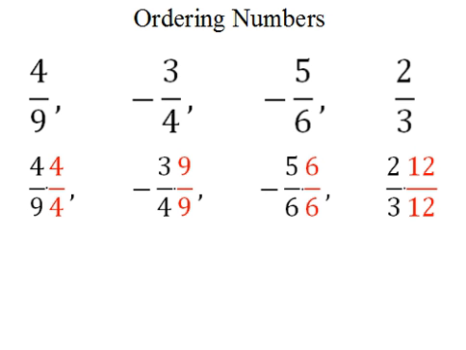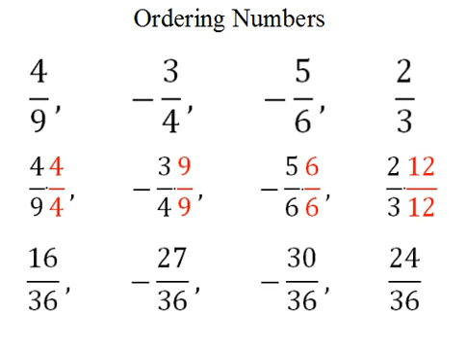4/9, we have to multiply 9 by 4 to get 36. For negative 3/4, we have to multiply 4 by 9 to get 36. For negative 5/6, we have to multiply 6 by 6 to get 36. And for 2/3, we have to multiply 3 times 12 to get 36. That's going to give us these new fractions: 16/36, negative 27/36, negative 30/36, and 24/36.